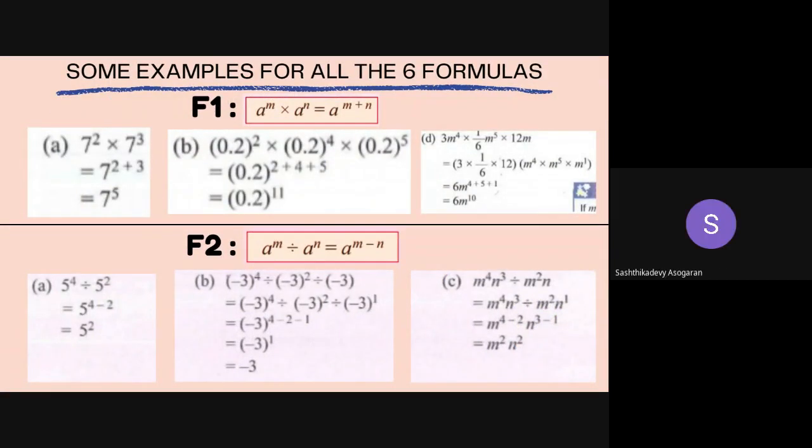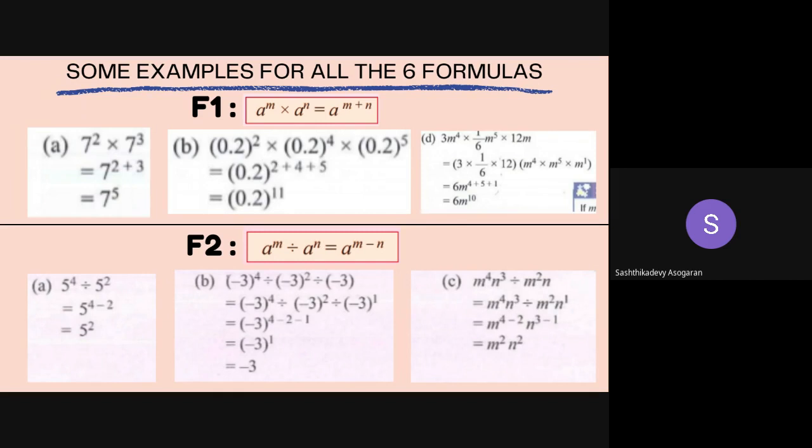Here are some examples for all the 6 formulas. For formula 1, which is a to the power of m times a to the power of n equals a to the power of m plus n. So for A, 7 to the power of 2 times 7 to the power of 3 equals 7 to the power of 2 plus 3 equals 7 to the power of 5. For B, 0.2 to the power of 2 times 0.2 to the power of 4 times 0.2 to the power of 5 equals 0.2 to the power of 2 plus 4 plus 5 equals 0.2 to the power of 11. And the same thing for the third example.